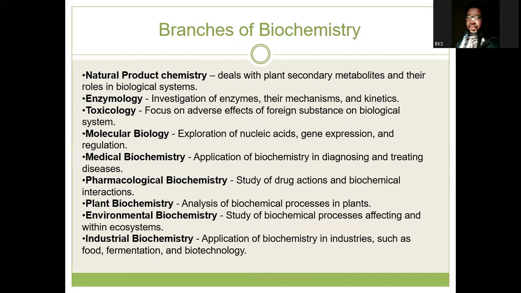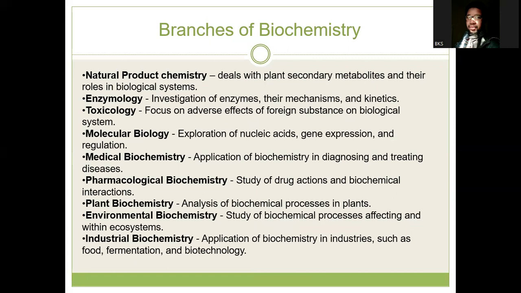Number one, we have natural product chemistry. In this aspect of biochemistry, we look at plant secondary metabolites, as opposed to primary metabolites. The primary metabolites deal basically with what we just mentioned: amino acids, monosaccharides, and fatty acids, which carry out the basic biochemical processes that play an important role in maintaining physiological homeostasis.